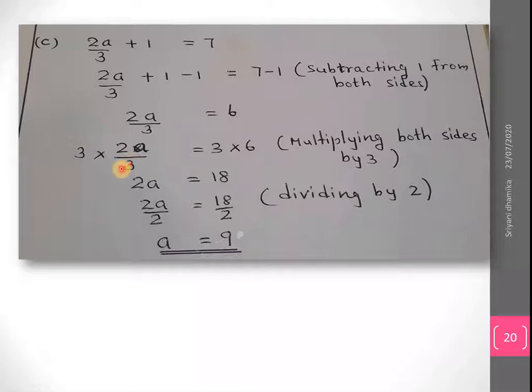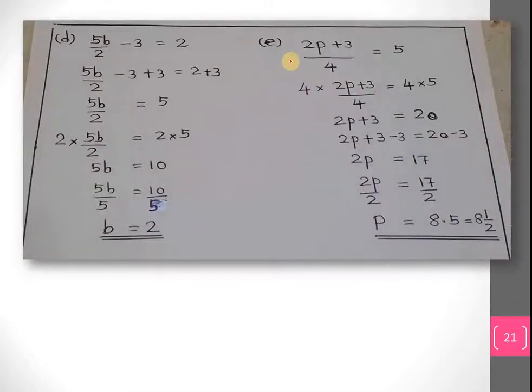Here 3 times 1, here 3 times 1. Then the remaining term is 2a equals 18. Again dividing both sides by 2. Then the remaining term is dividing by the coefficient of a, 2 times 1. When we divide 18 by 2, here 2 times 1, here 2 times 9. Then the answer is the value of a equals 9. Then let's move to the next question.